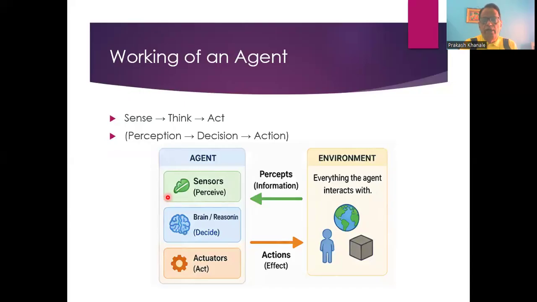So the working of agentic AI is something like this. You have to sense from the environment, think over the data that is received, and then accordingly perform the action. So the perception is there, then the decision is there, and then there is an action. As indicated in this diagram, we get the data from the environment through sensors. Then there is a brain or reasoning for the agentic AI, which will process the data and decide what action is to be taken. And then the actuators will actually take the action on the environment. And this is what we call an effect.